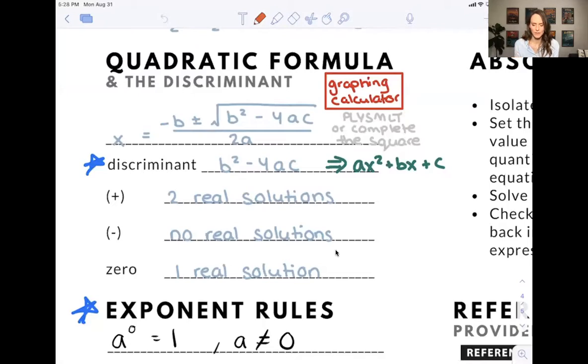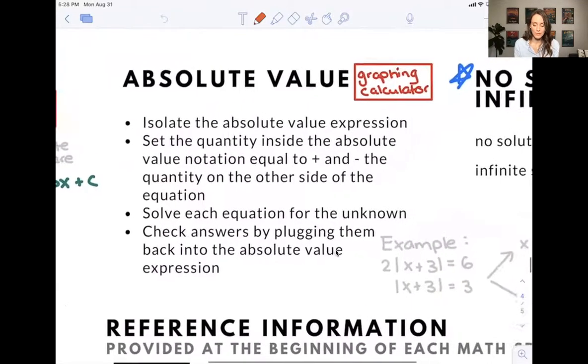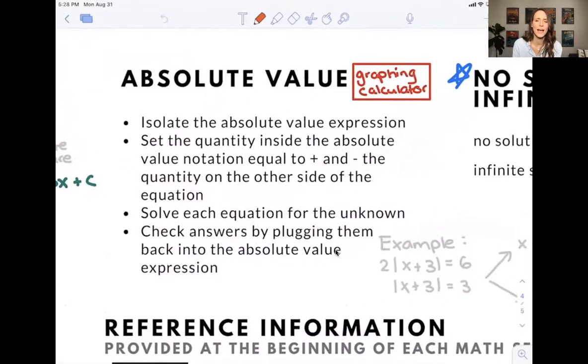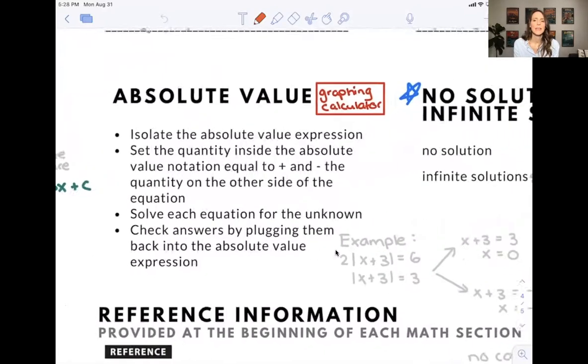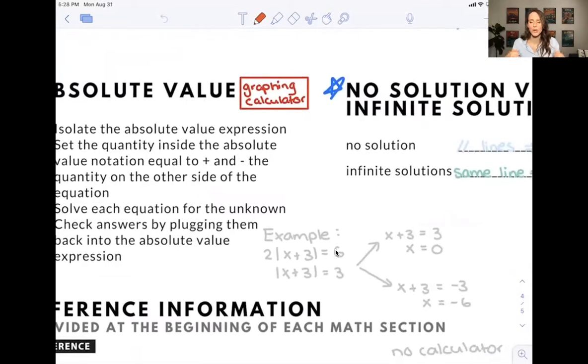use the discriminant. Absolute value: you should know the basics of how to answer an absolute value equation. We isolate the absolute value expression. Our absolute value bars are basically our positivity maker. They make whatever's inside the bars positive. So when we remove those absolute value bars, we have to set it equal to a positive and a negative, and we solve those 2 equations separately.